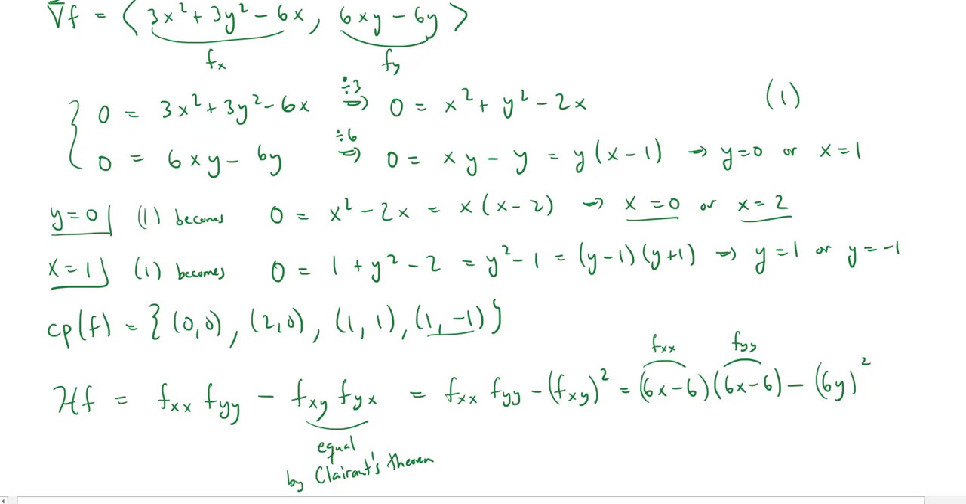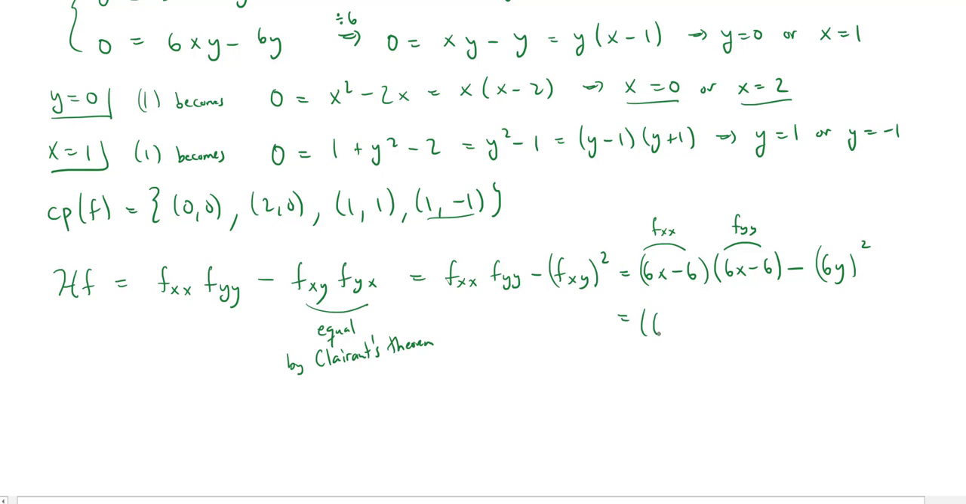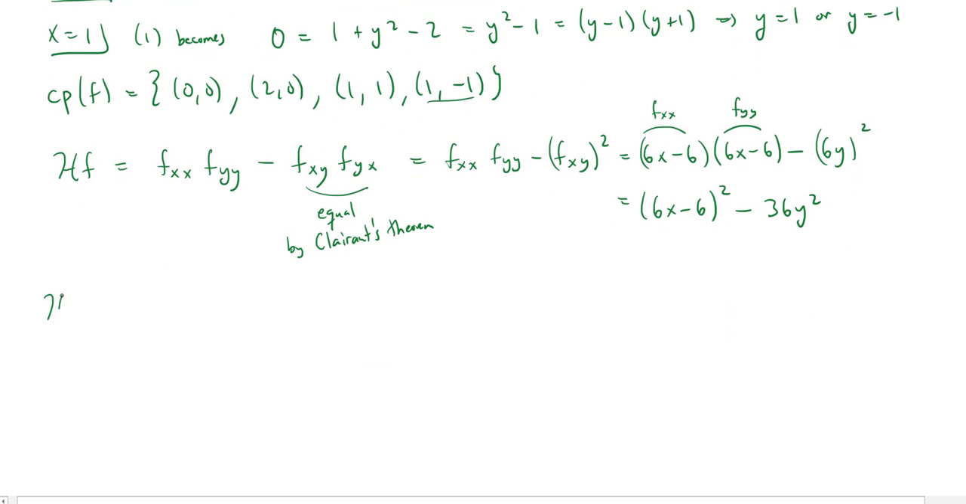Okay. So I'm not going to expand all of this. I'm just going to rewrite it as (6x minus 6) squared minus, and we'll take, say here, 36y squared. Okay, now what I want to do is evaluate the Hessian at these different critical points. So for example, if we evaluate the Hessian at the critical point (0, 0), when x is 0, I'm going to get negative 6 squared, which is 36, minus, okay, y is 0, I just get minus 0. So that's 36, which is positive.